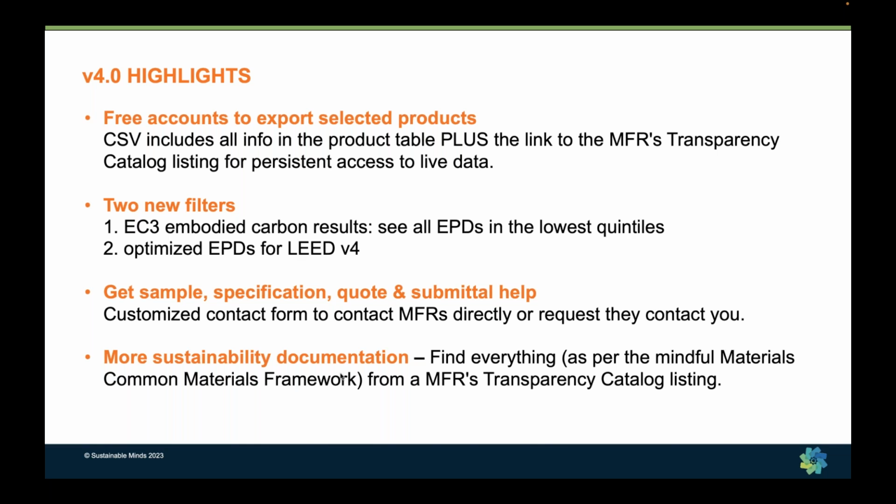We've implemented these two new filters, the EC3 embodied carbon filters, and also an optimized EPD filter. We already have a way for you to find optimized EPDs through the LEED optimization credit filter, but we added optimized EPDs into the type of EPD list, because you may be working on a project where you want to find manufacturers who are really working to optimize their products, but it's not necessarily a LEED project. So now we've given you another way to find optimized EPDs.